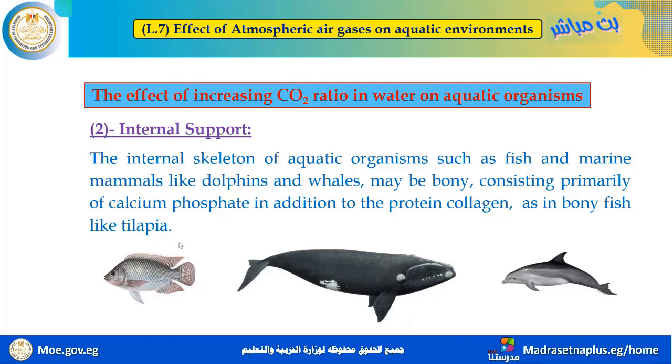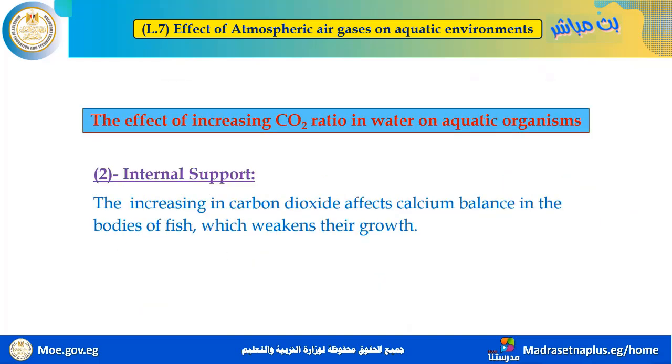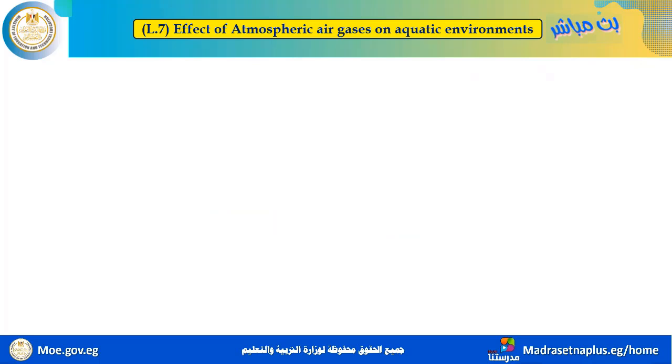This fish is called the tilapia fish. The first picture to the left is called the tilapia. Okay? What else? The increase in carbon dioxide affects calcium balance, as we mentioned before, the calcification process, yes, in the bodies of the fish, which weakens their growth. So don't forget the bad effects of an increase in the ratio of carbon dioxide on the internal support of the living organism.